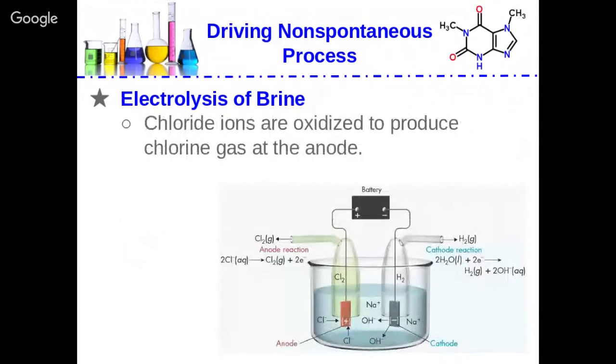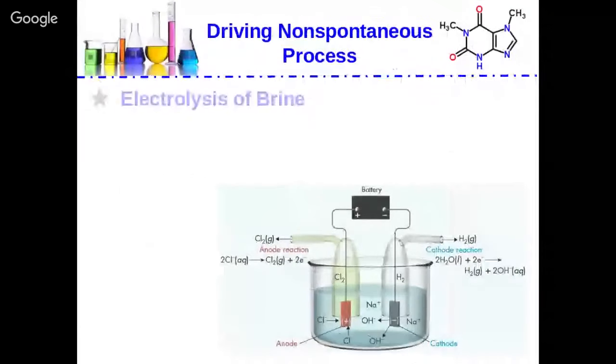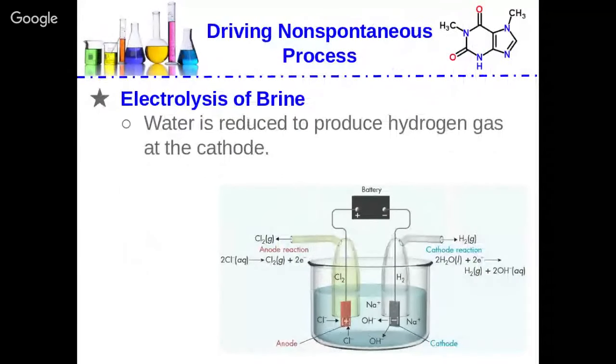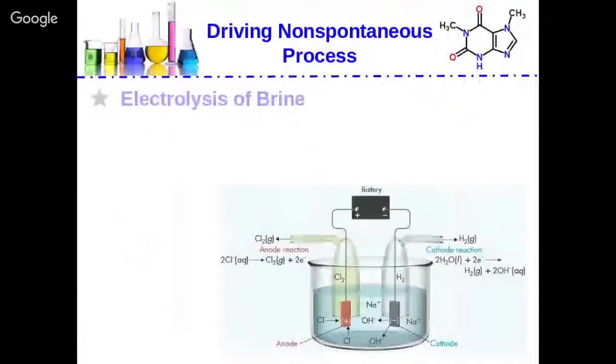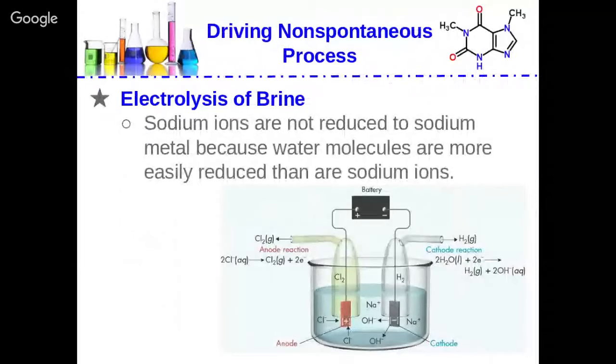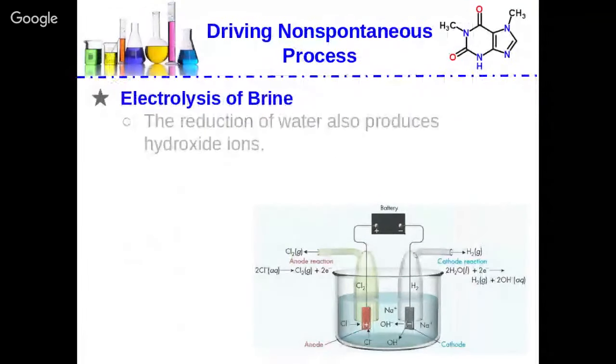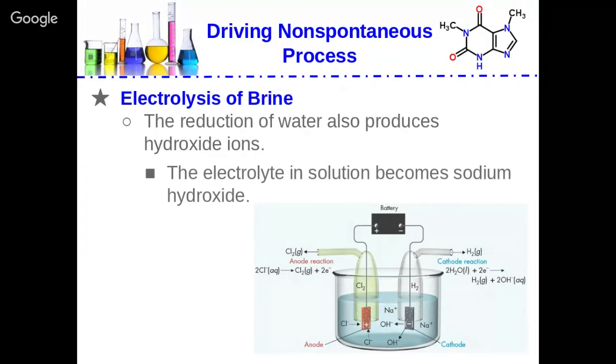So chloride ions are oxidized to produce chlorine gas at the anode. Water is reduced to produce hydrogen gas at the cathode. And sodium ions are not reduced to sodium metal because water molecules are more easily reduced than are sodium ions. The reduction of water also produces hydroxide ions. The electrolyte in solution becomes sodium hydroxide.